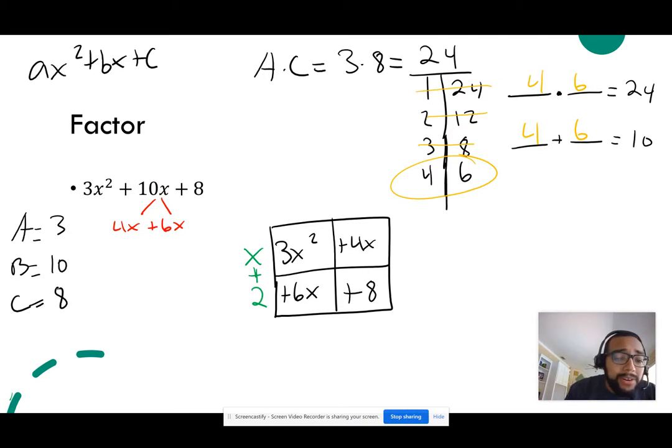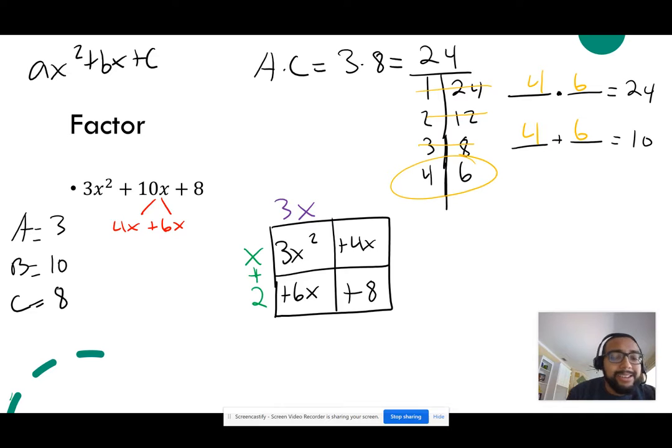Let's go to our columns. So let's try this first column right here, 3x squared and 6x. Again, what number can I take out between 3 and 6? I can take out 3. Can I also take out a variable? I can. I can take out an x from 3x squared and 6x.